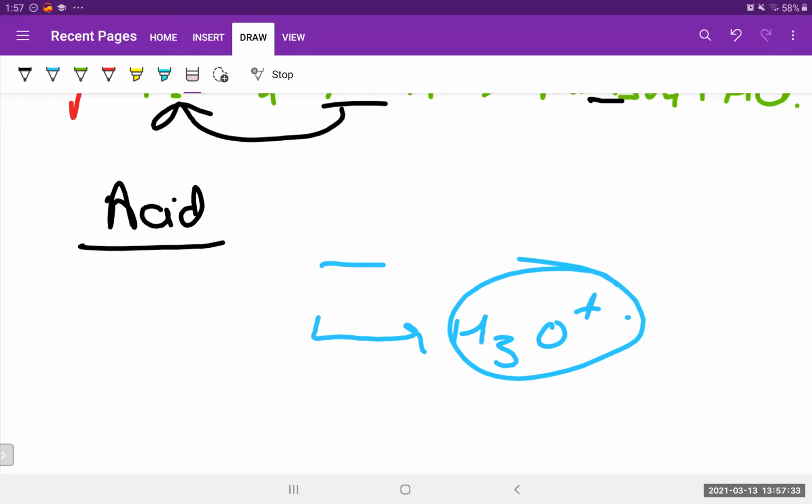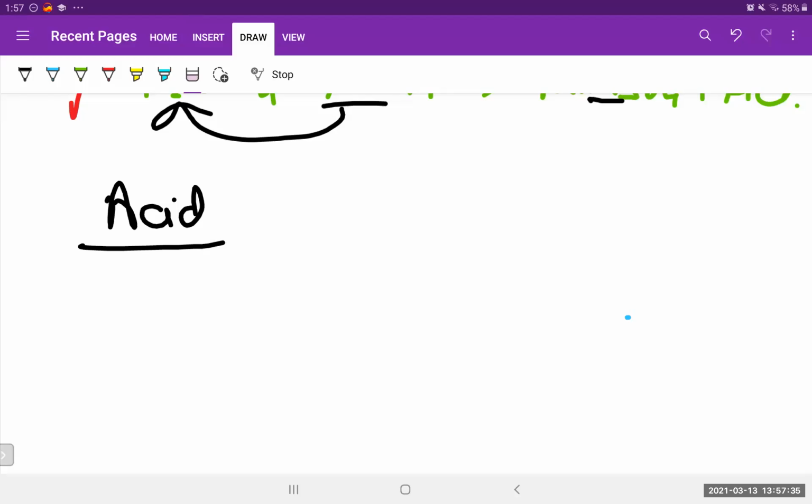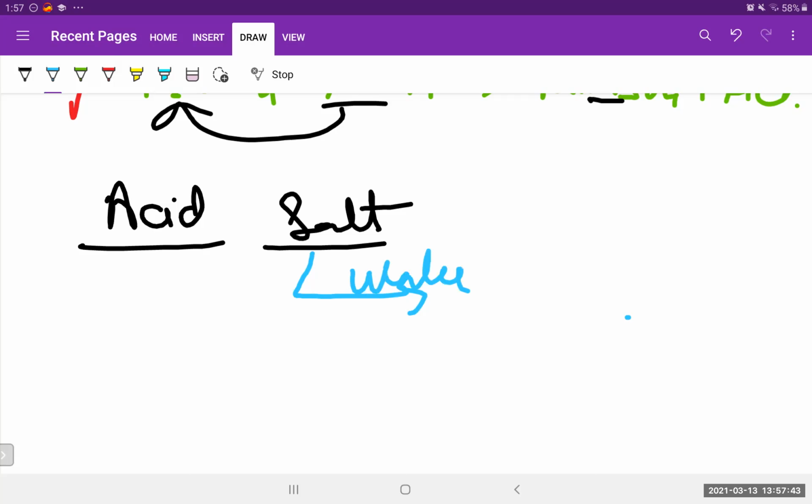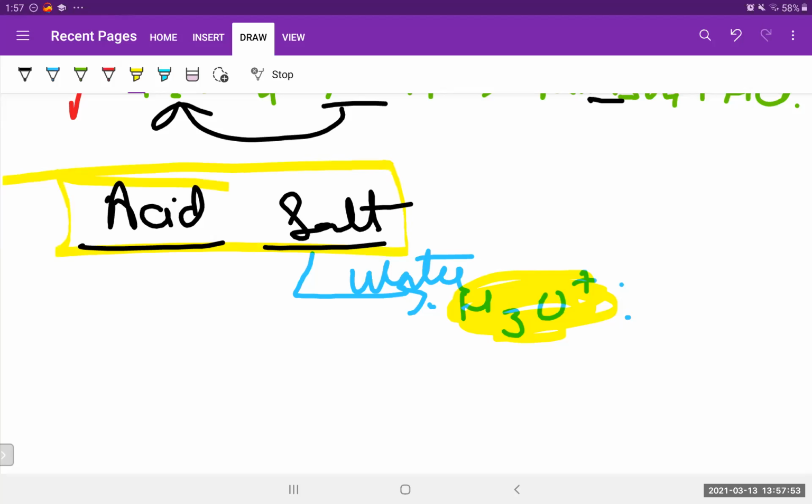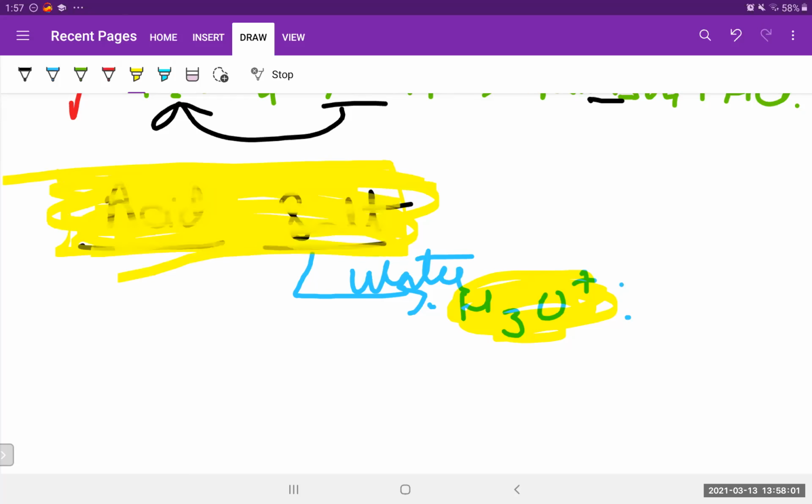But what about a salt? If we got a salt which, when dropped into water, gives us H3O plus, you will quickly say that this salt is actually an acid salt, because it's showing the property of acid. It's giving us hydronium ion inside water.